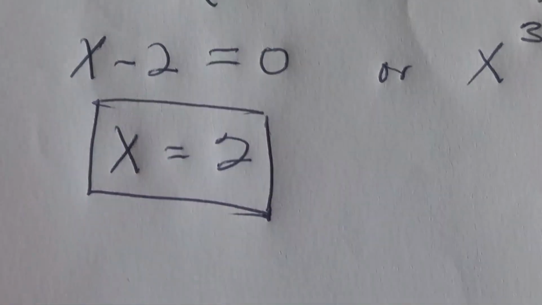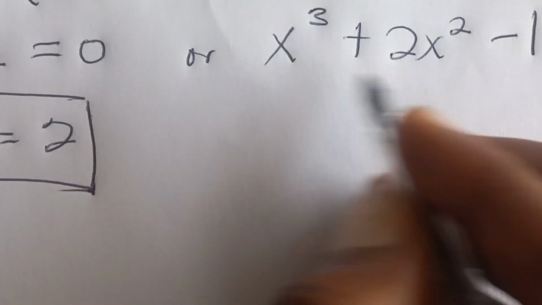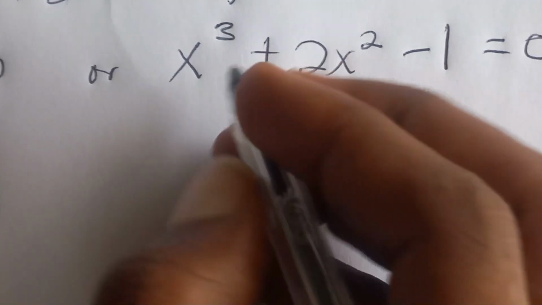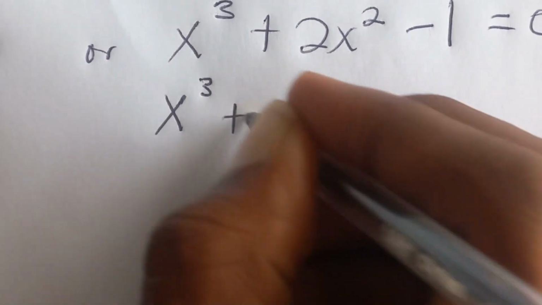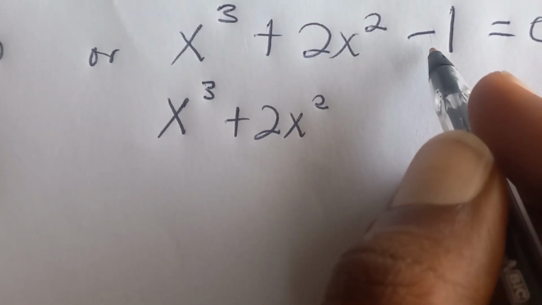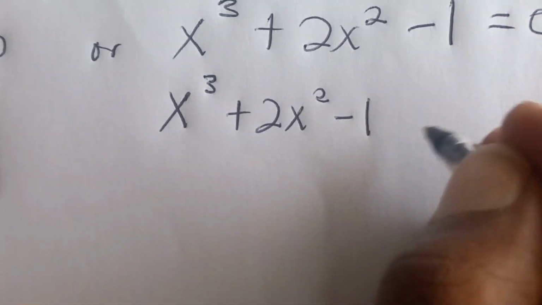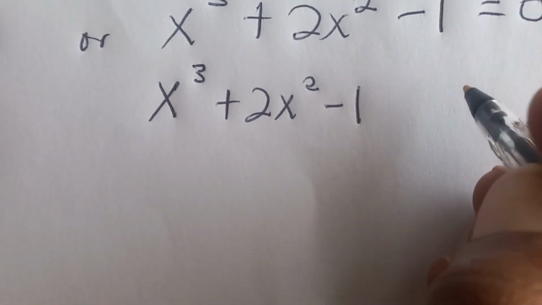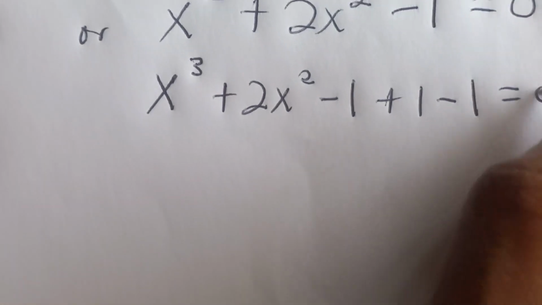Now let's continue with this. So from here, we have x³ + 2x² − 1. Now this negative 1, we can create and destroy by adding 1 and subtracting 1, so plus 1 minus 1, which is equal to 0.